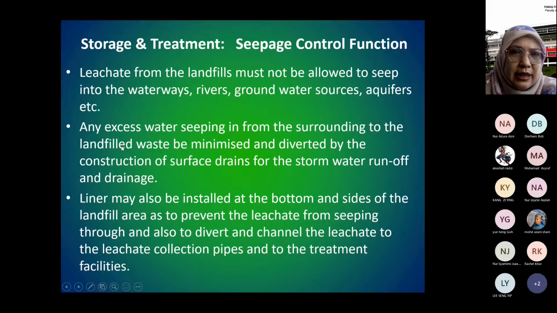Excess water seeping from the surrounding of the landfill waste is minimized and diverted. Excess water that probably will come from rainfall. And also surface drains for storm water runoff and drainage should of course be provided. And then I mentioned liner. Liner may also be installed at the bottom and sides of the landfill area to prevent leachate from seeping through and also to divert and channel the leachate into leachate collection pipes and to the treatment facilities.